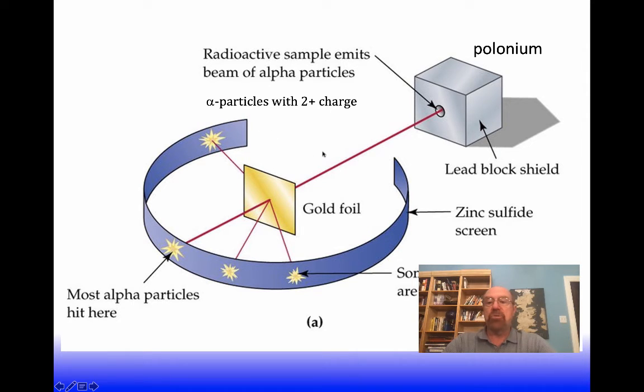The alpha particles have a 2+ charge. The zinc sulfide screen, wherever a helium nucleus hits, will actually make a mark on the screen. So that way they're able to figure out exactly where they are.